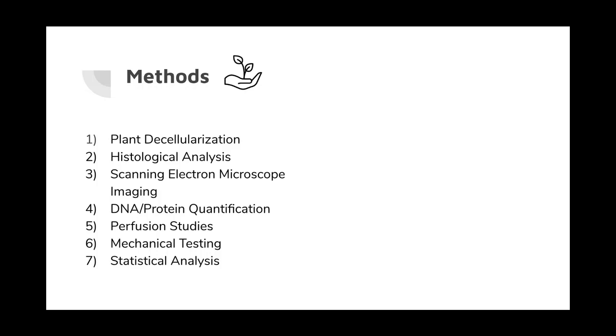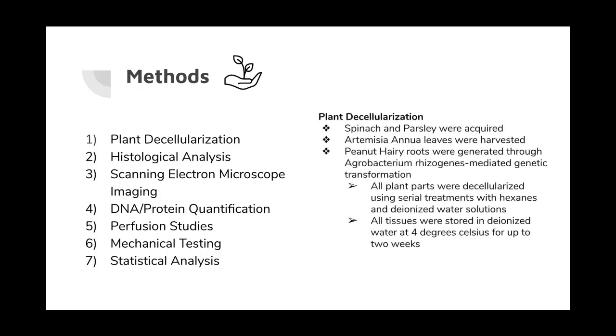The first part of the methods is the plant decellularization process. Plant decellularization first begins with spinach and parsley seeds that were acquired from local markets, Artemisia annua leaves, which were harvested from soil-grown plants, and peanut hairy roots, which were generated through Agrobacterium rhizogenes-mediated genetic transformation. These plant parts were decellularized using serial treatment with hexanes and deionized water solution. After this process, the tissues were stored in sterile deionized water at 4 degrees Celsius until needed. So these tissues can be stored in this water for about 2 weeks.